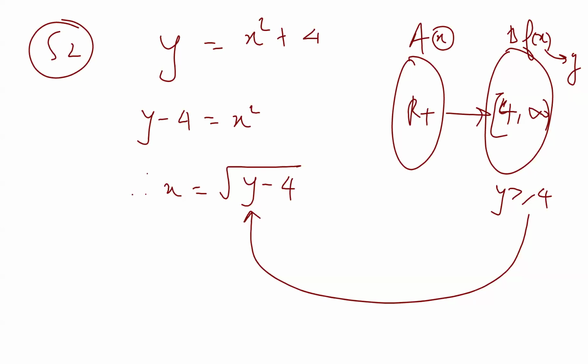So I think this function is onto as well. For every value of y which is greater than or equal to 4, there will be a value of x which is positive real. So that's the reason why it's an onto function.